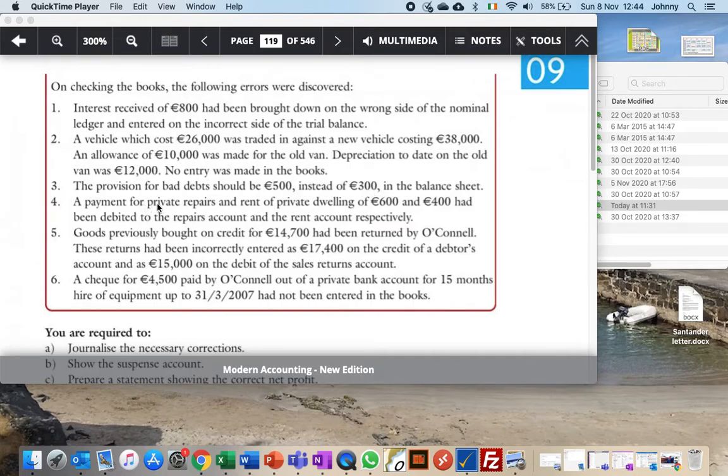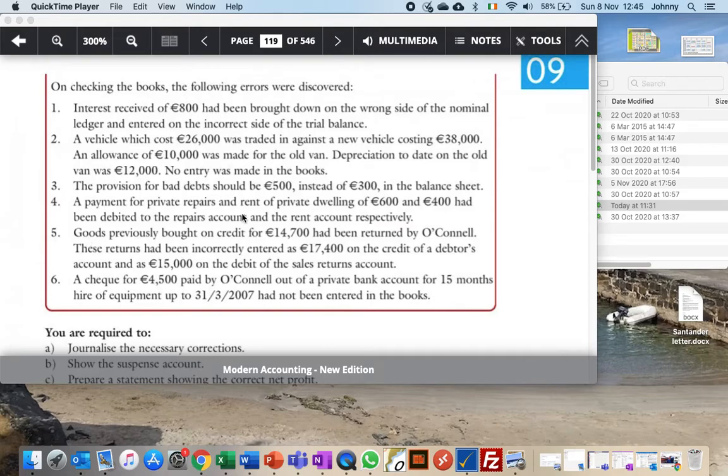Next one, payment for private repairs. So private always makes you think of either drawings or capital. In this case, the business is paying for something, so that's the owner taking money out, so that's drawings. This has been debited to repairs and rent, so I'm going to cancel that first. So I'll credit repairs, credit rent to cancel that, and then I'll put it into the correct place, which is drawings. Okay, because both of these, rent of private dwelling and private repairs, are drawings. So you'll have a debit in drawings.